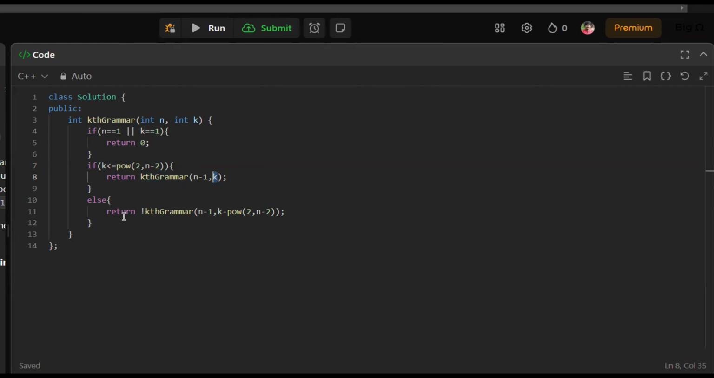Otherwise, we have to recursively call the corresponding function with the previous row and subtract the value mid from the k position. And finally, flip the bit. I hope you understood the code.